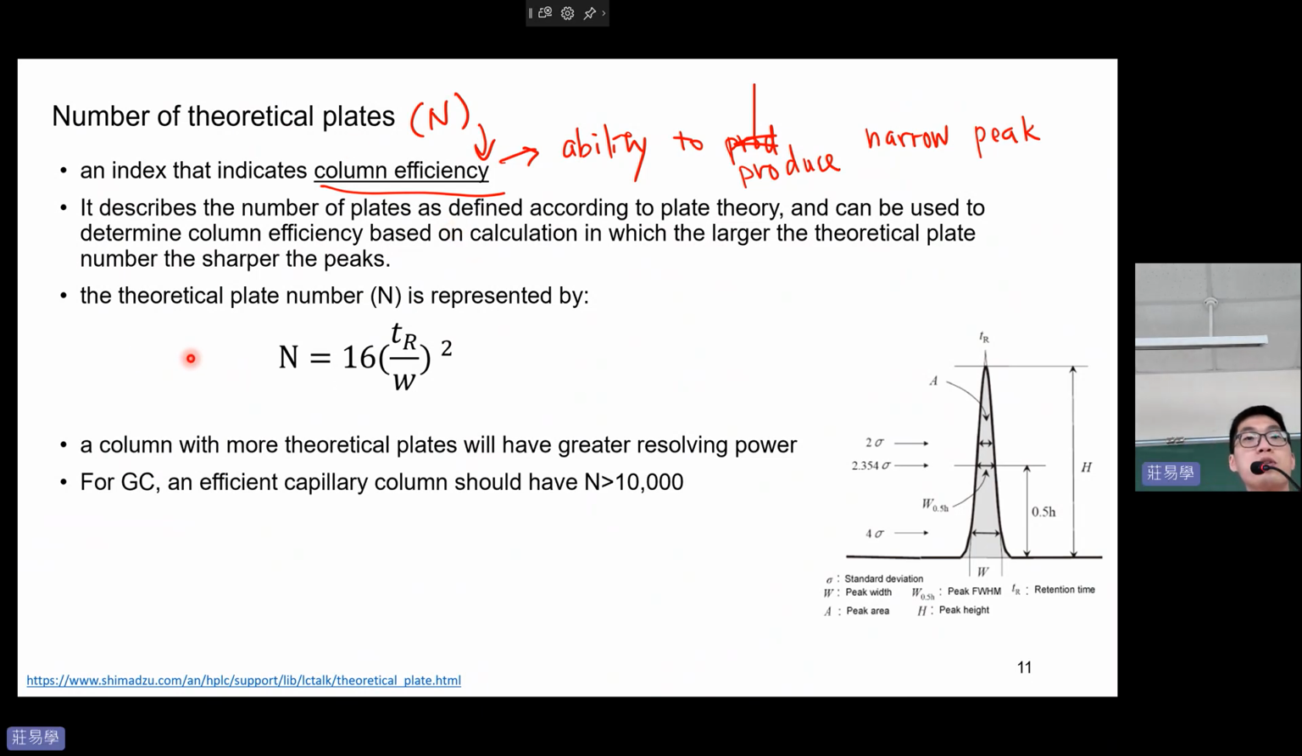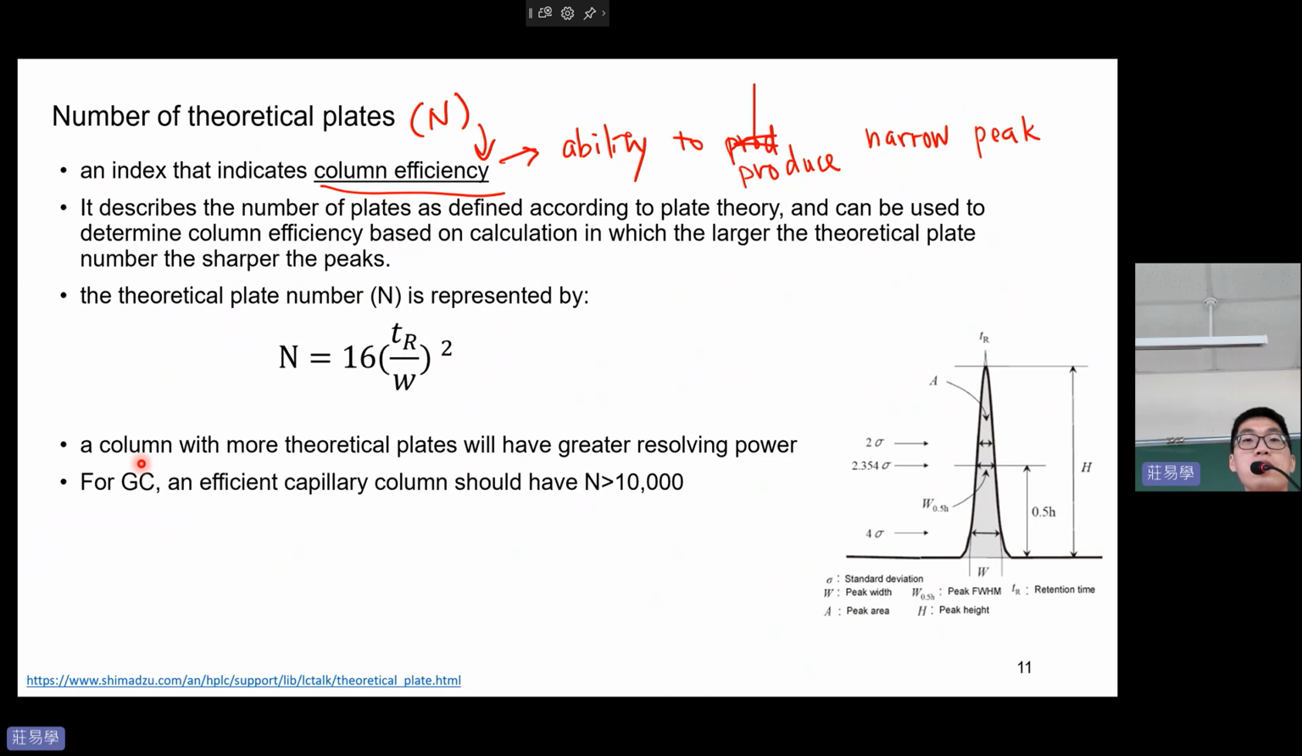Okay. So when it comes to calculation, we may use this equation. So for example, for this peak, the plate number for this column can be calculated using this equation, and TR is the retention time. W is the width, the peak width. And you take the square. Okay.